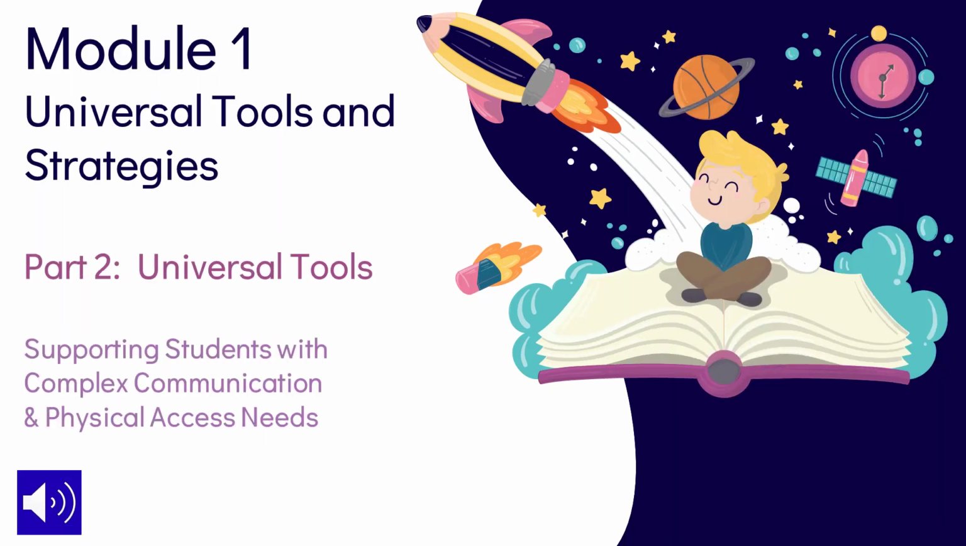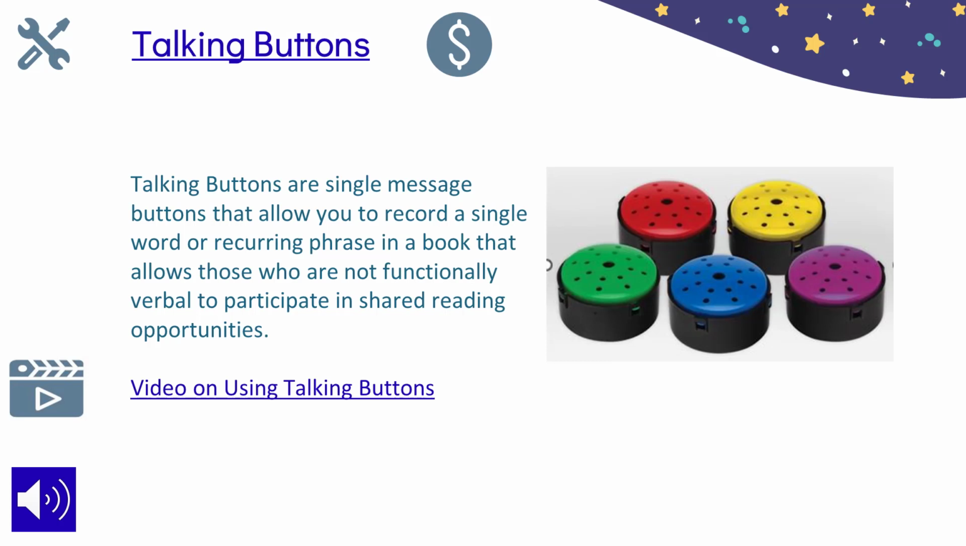Welcome to part 2 on universal tools that can be used to support students with complex communication and physical access needs. Talking buttons are single message buttons. It means you can record something on it, and every time the student hits the switch, it says the same line. These are great for things like, "I have a question," or "I want a turn."